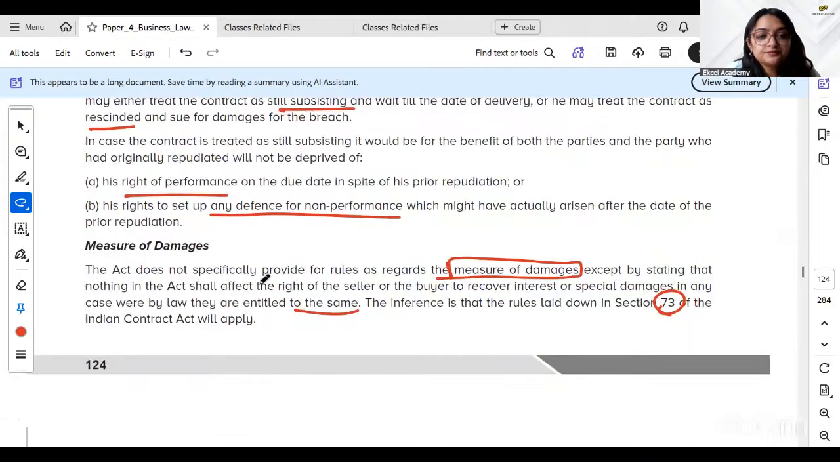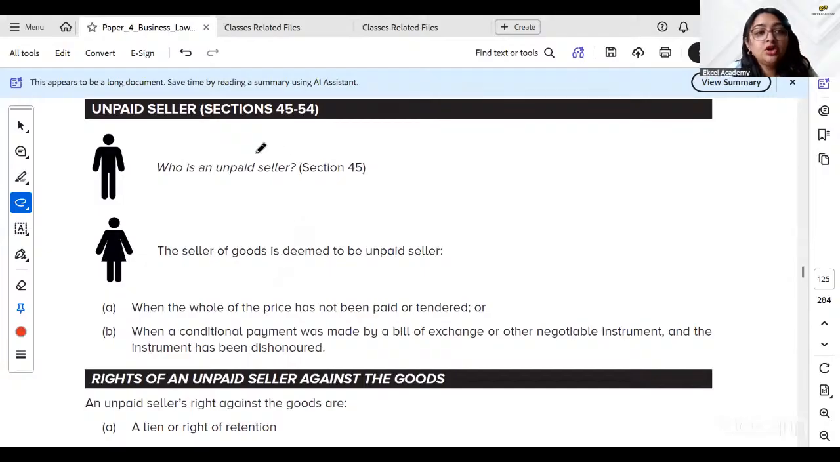Yes, so we started off with your unpaid seller. So who is an unpaid seller? That is when the whole of the price has not yet been paid.